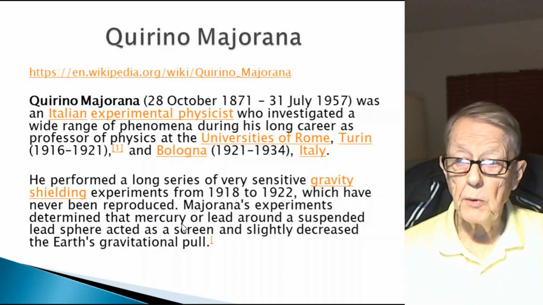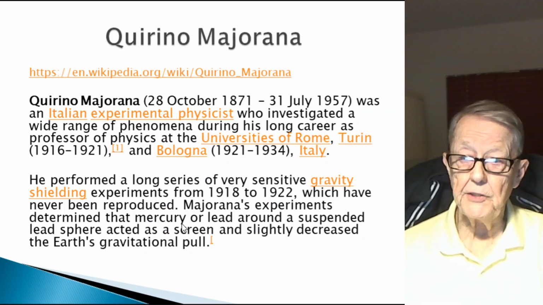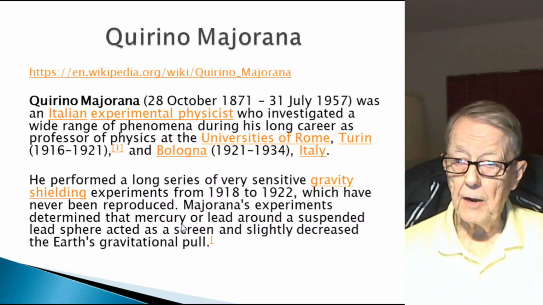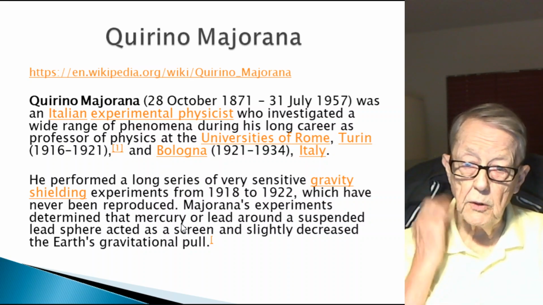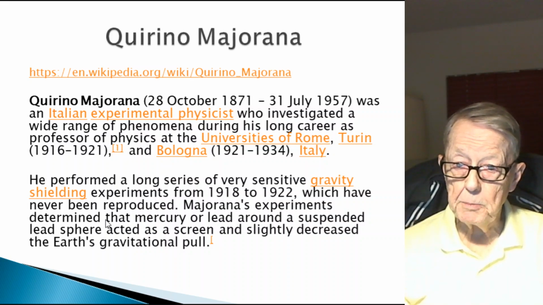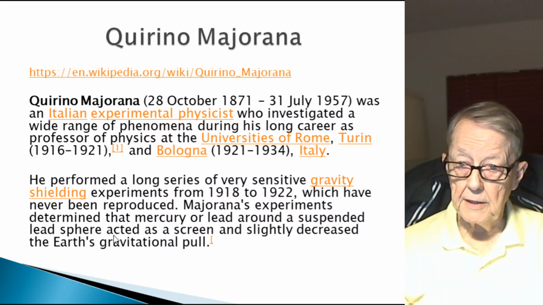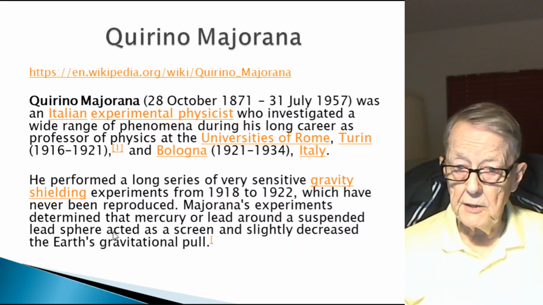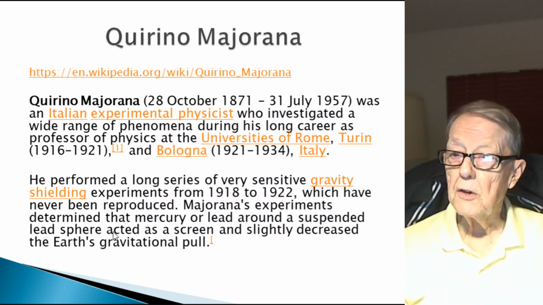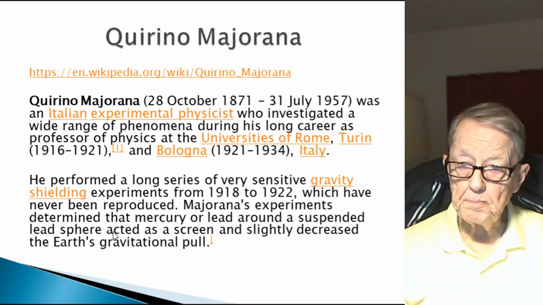And they've never been reproduced, although I used his experimental results and I did the calculation of the two values that I need for my gravity equation using his experiment. So I was quite familiar with it. His experiments determined that mercury or lead around a suspended lead sphere acted as a screen and slightly decreased or increased the Earth's gravitational pull. That was the purpose of that experiment.